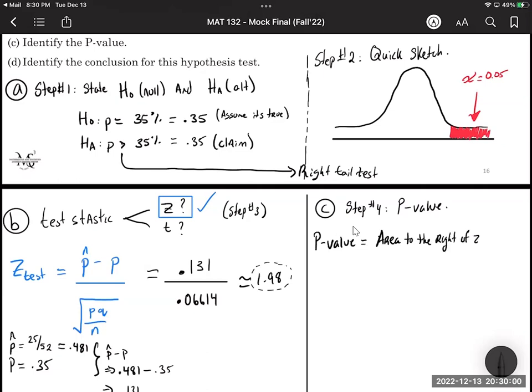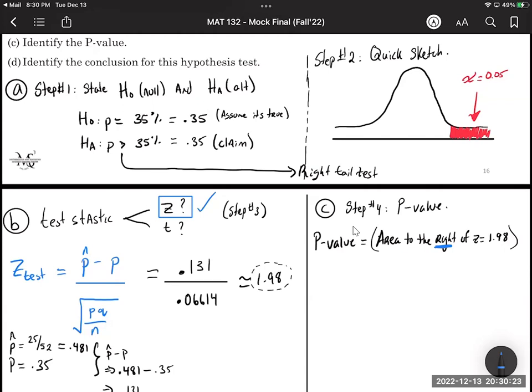of z equals 1.98. Now let me ask you this question. In your z table, does it give us the area in the right tail? No. It doesn't give us the area in the right tail, or to the right of a z value. It only gives us the area in which direction?